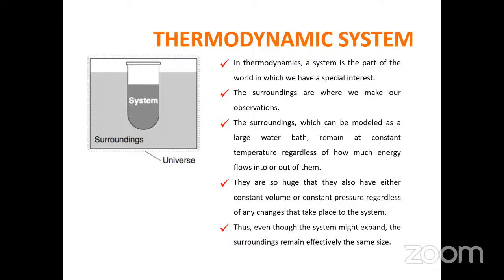The surroundings can remain at constant temperature, regardless of how much energy flows into or out of them. They are so huge that they have constant volume, regardless of changes that take place in the system. Thus, even though the system might expand, the surroundings remain effectively the same. The system might expand, anything can happen to the system, but the surroundings remain the same.